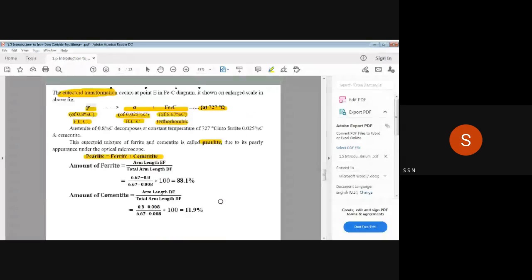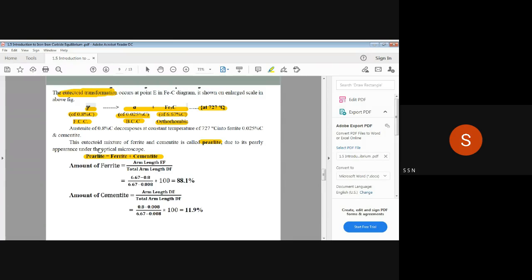आणि ते सॉलिड कुठले आहेत तर फेराइट आणि सिमेंटाइट. फेराइट अँड सिमेंटाइट. अँड सिमेंटाइट इज व्हॉट? Fe3C. फेराइट इज व्हॉट? अल्फा फेज. सो अल्फा प्लस Fe3C, फेराइट प्लस सिमेंटाइट is nothing but perlite.